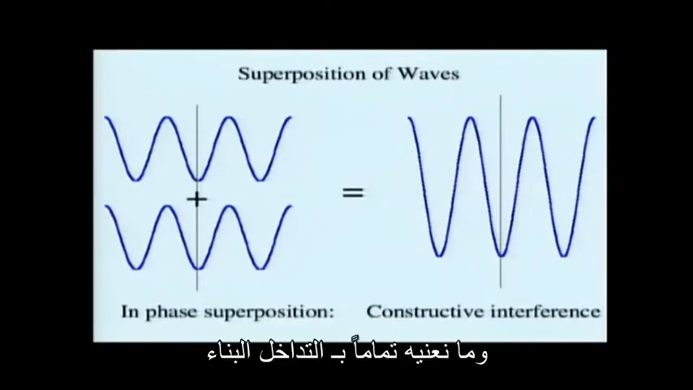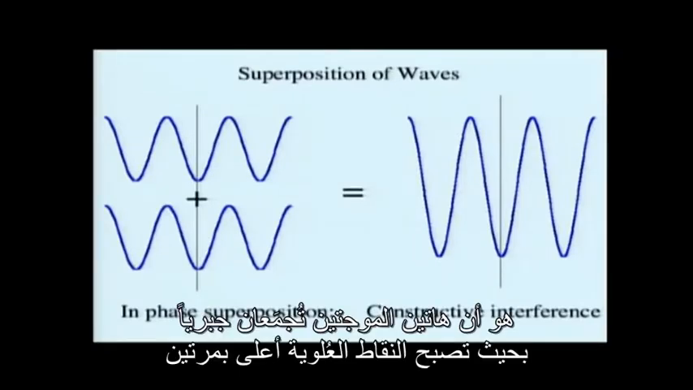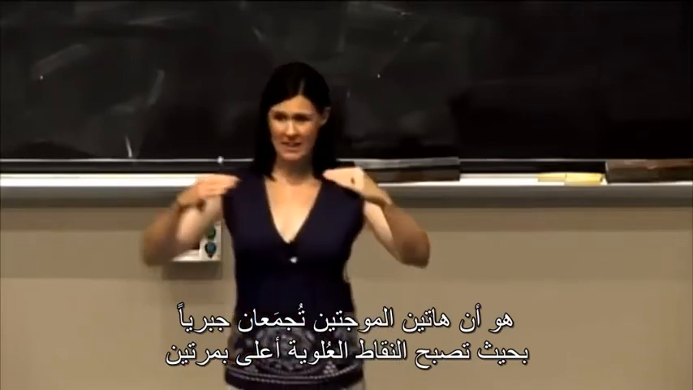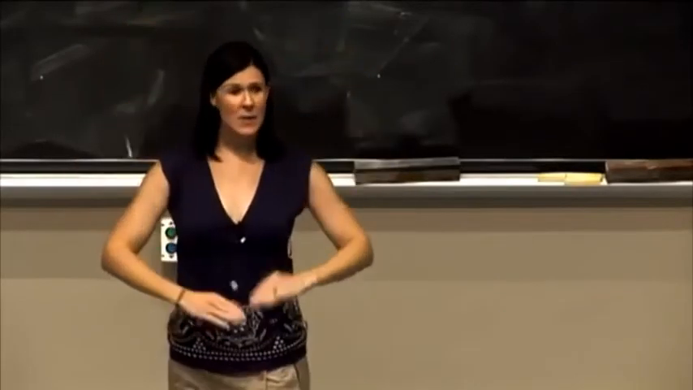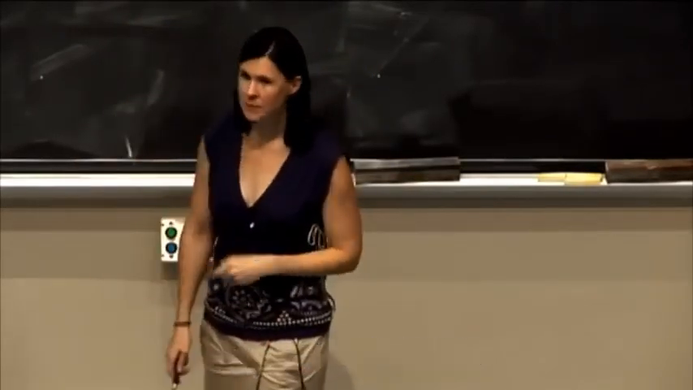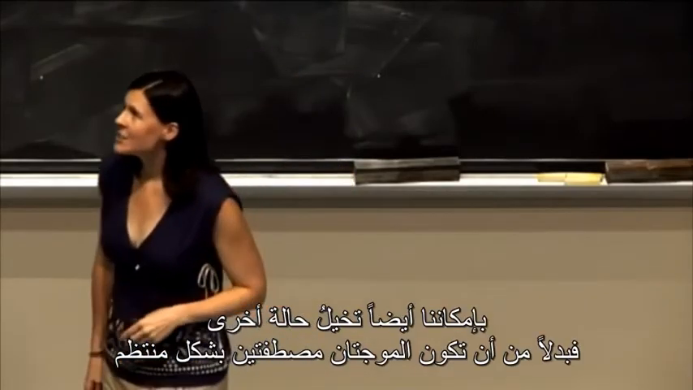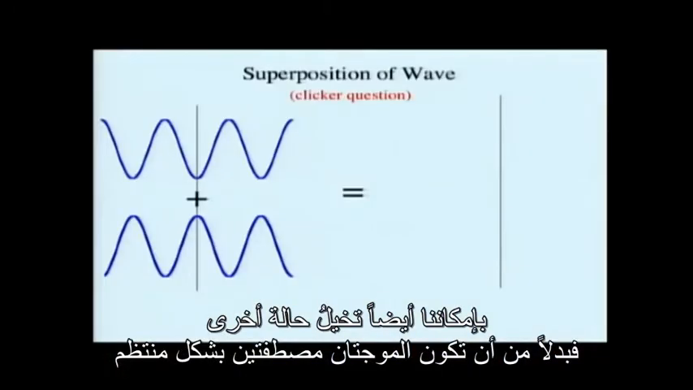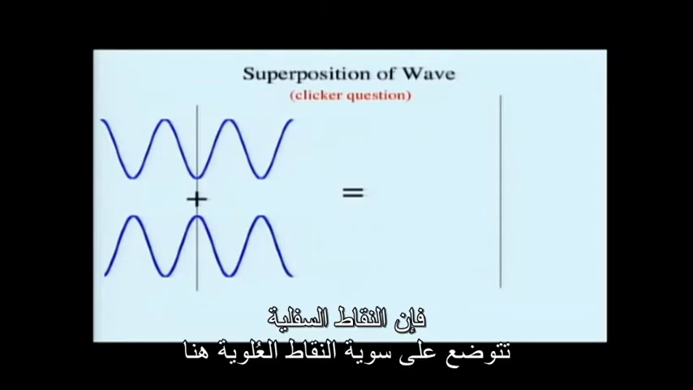And all we mean by constructive interference is that literally those two waves add together, such that the maxima are now twice as high and the minima are now twice as low. So you can also imagine a situation where instead of being perfectly lined up, now we have the minima being lined up with the maxima here.